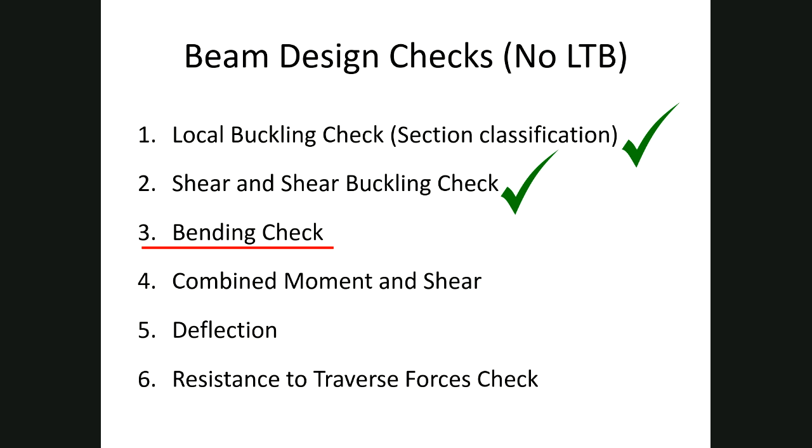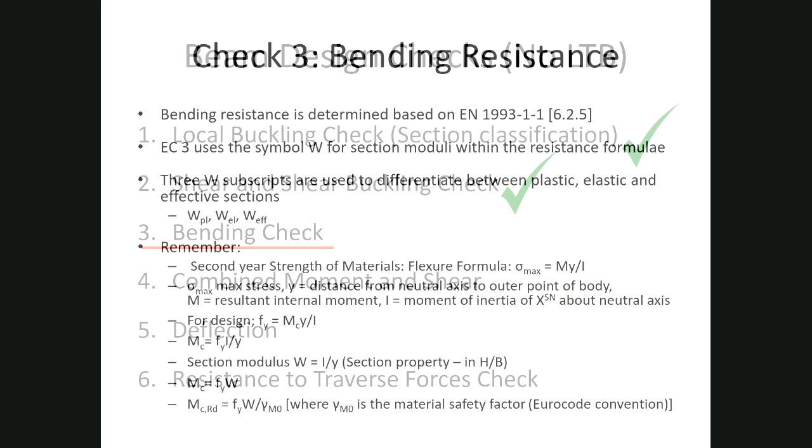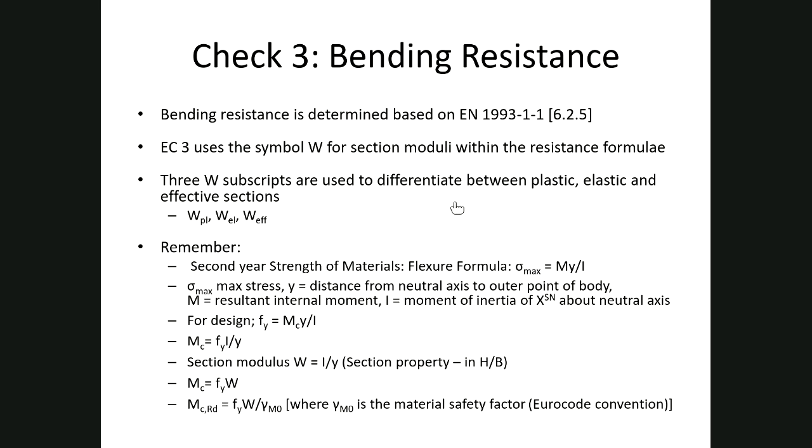Step 3 then is to do a combined moment and shear resistance check. We do the bending resistance check according to Eurocode 3 part 1-1, clause 6.2.5. Eurocode 3 uses the symbol W for section modulus within the resistance formula. There are three subscripts: the plastic, the elastic, or the effective section. If it's a class 1 or 2 section, we use the plastic. Class 3 section, we use the elastic. And if it's a class 4 section, where we're going to get a local buckle before we reach full elastic capacity, then we use the effective section modulus.